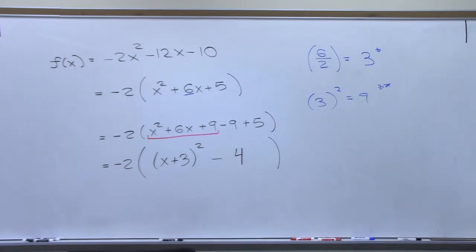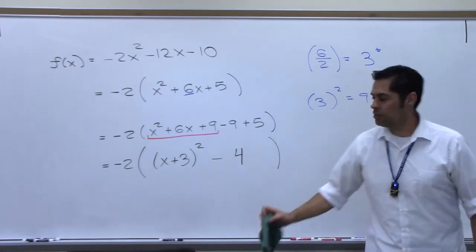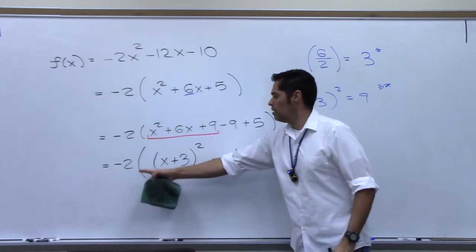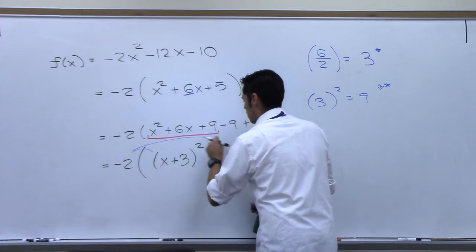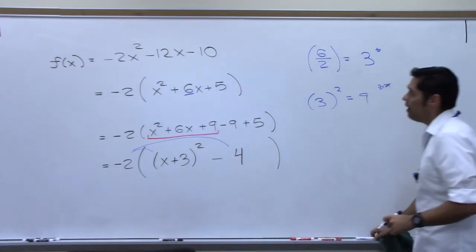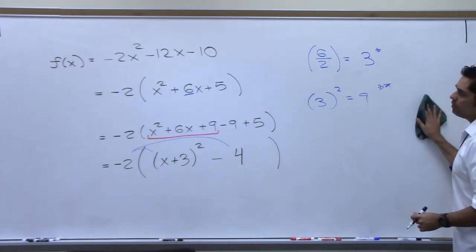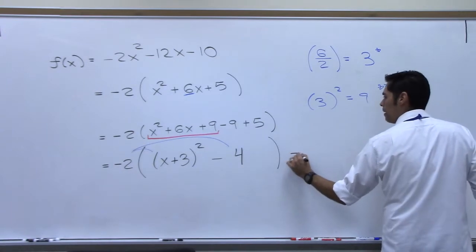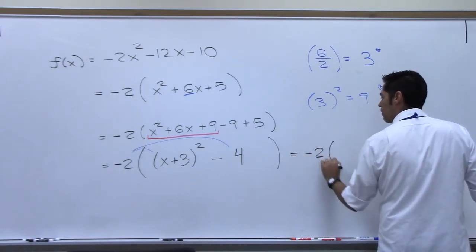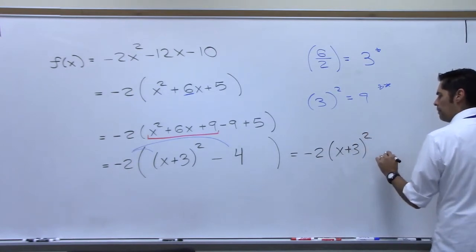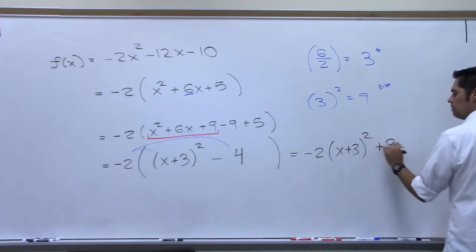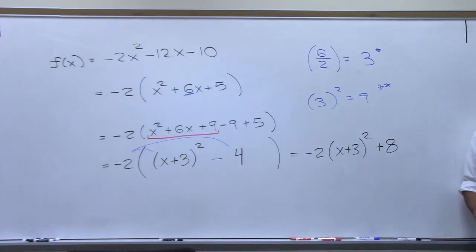What's the last step? Distribute the -2 through to both of those. Here and here. And when you do that, you will get, I'll do it right here, -2 in front of x plus 3 squared. And then what? Plus 8. That's what we wanted, right? Okay, that's how it's done.